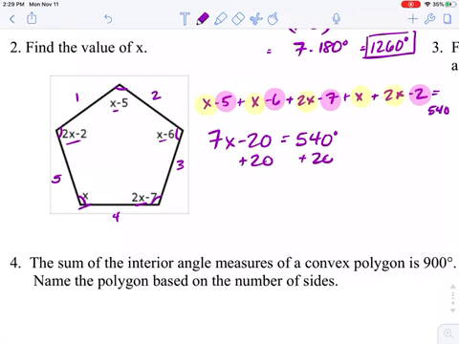And now I have an algebraic equation to solve. I'm going to add 20 to both sides. 7x equals 560. Divide both sides by 7. Let's see, 560 divided by 7, I'm using my calculator, is 80 degrees.